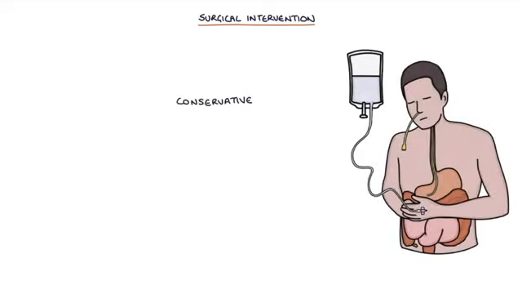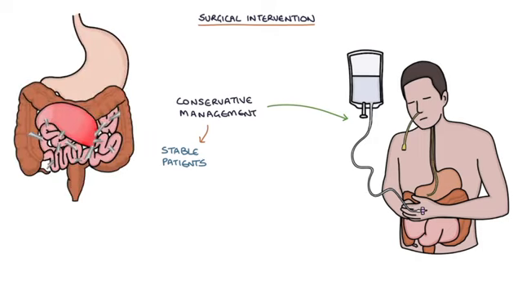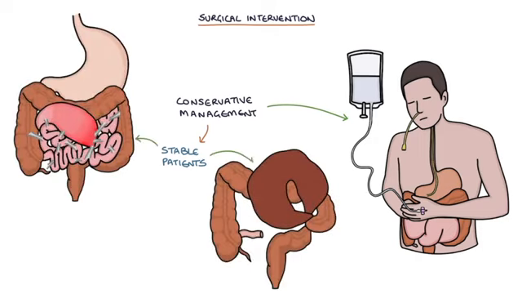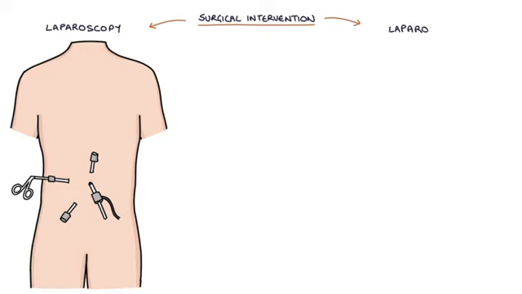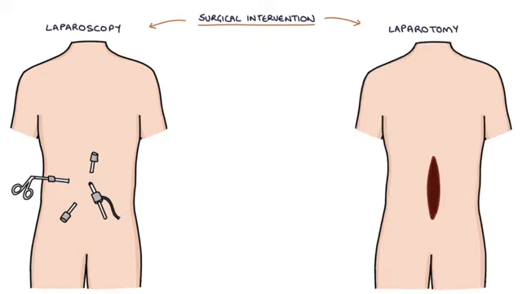Let's talk about the surgical intervention in bowel obstruction. Conservative management may be used in the first instance in stable patients with obstruction secondary to adhesions or a volvulus, and where this fails, surgery is required. The definitive management of bowel obstruction is with surgery, either laparoscopy or laparotomy, to correct the underlying cause. Exploratory surgery is used in patients where there's an unclear underlying cause.